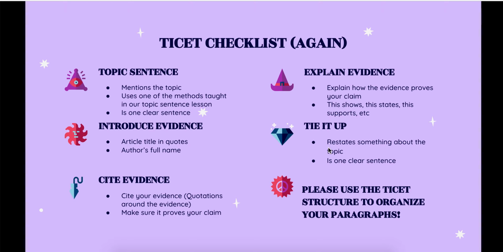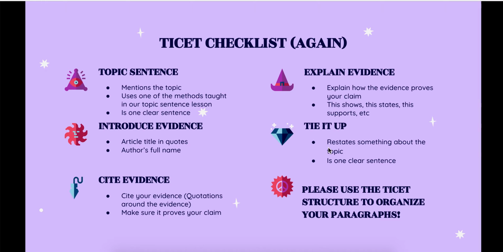So one more time, the TICET checklist. Just think about this as things that you need to check off and make sure you do throughout your paragraph. Topic sentence. Mentions the topic, uses one of the methods that's taught in our topic sentence lesson, and is one clear sentence. So think about going back to what you know about topic sentences.